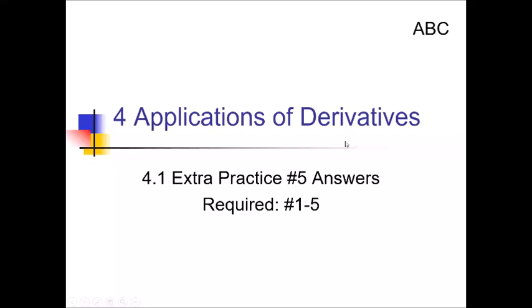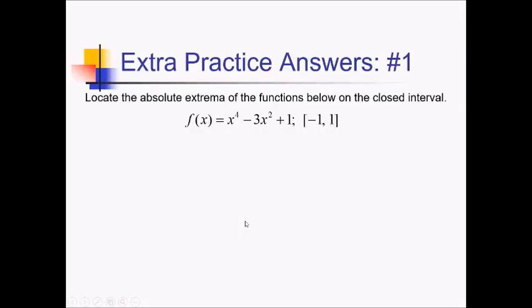Howdy, Mr. Sutton here with the AB Calculus 4-1 Extra Practice number 5 solutions on extreme values of functions. For this problem, we want absolute extremes for this polynomial on the interval from -1 to 1. We're going to use the candidates test, so we're going to have to definitely check out -1 and 1, but maybe there's some other critical values in between that we also need to look at.